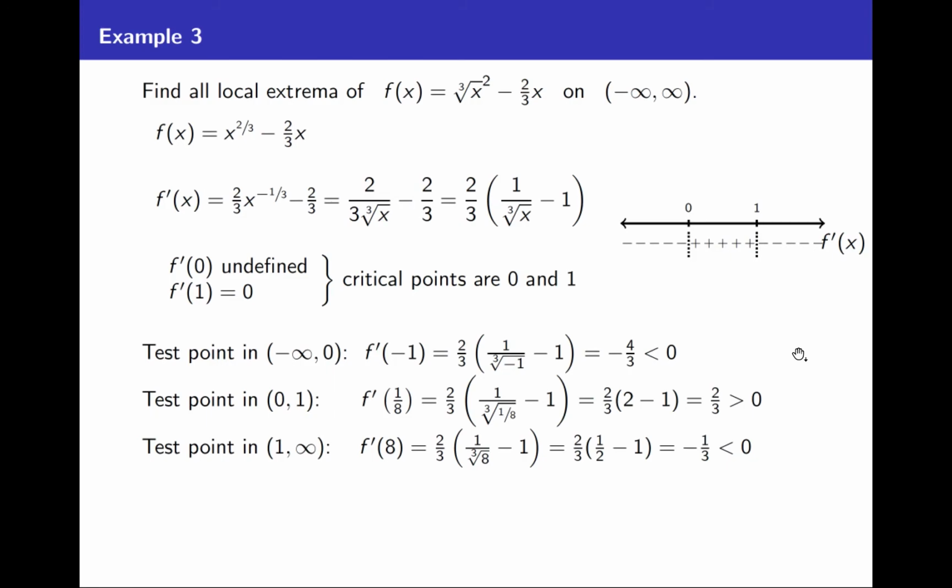Okay, so we're at the point now where we can apply the first derivative test to see whether we have a local max or a local min. Right here we change from negative to positive, and that gives us a local minimum at 0. And here the derivative changed from positive to negative, and that's going to give us a local maximum. So that's our answer.